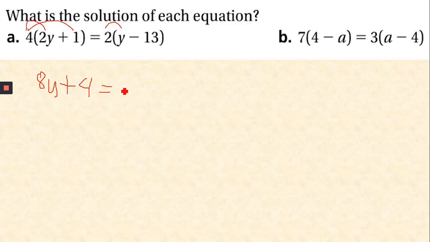2 times y, that is 2y. Then 2 times 13, that is equal to 26. Positive times negative, that is negative. Okay? We have 8y and 2y on both sides of the equation. We need to combine similar terms.